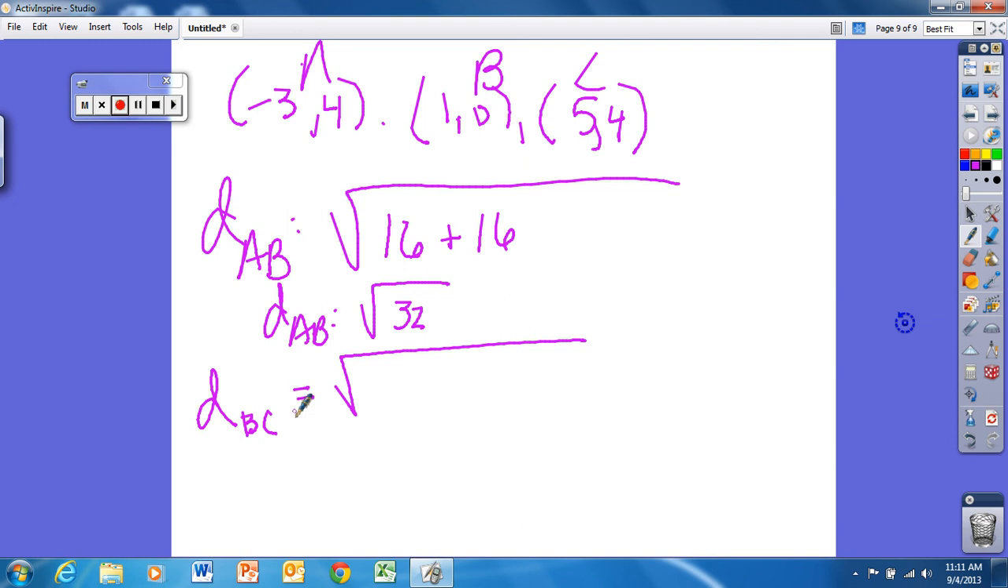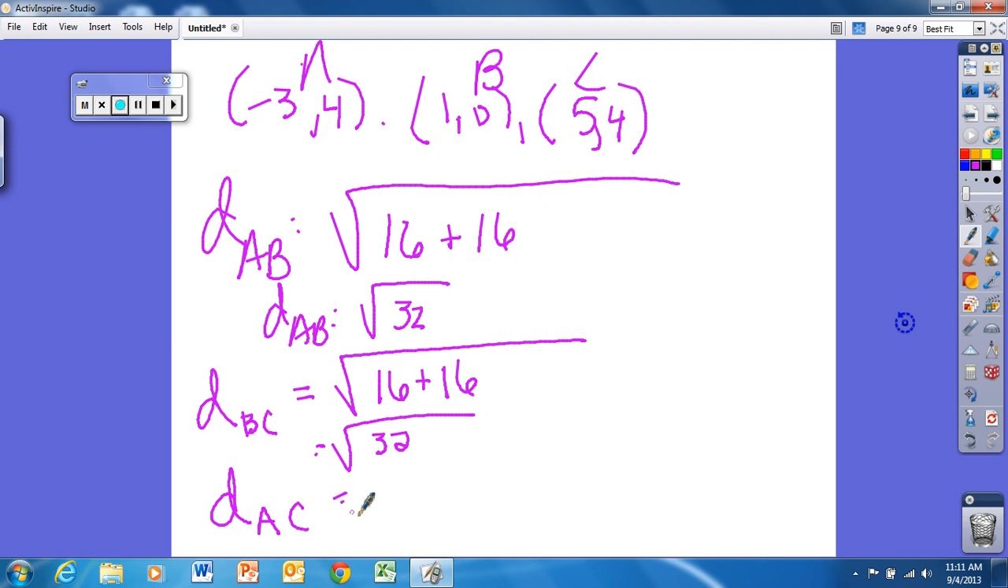The distance from B to C, well, the change in x is 4, squared is 16. And the y value is 4, squared is 16. So the distance from B to C is the square root of 32. Wow, those are equal. That has nothing to do with whether or not it's a right triangle. It just means it's isosceles. It doesn't have to be right.